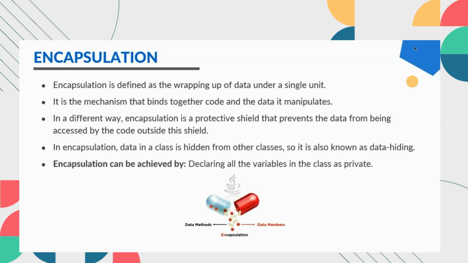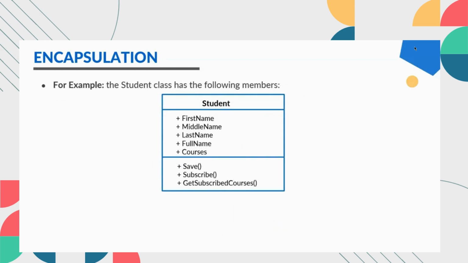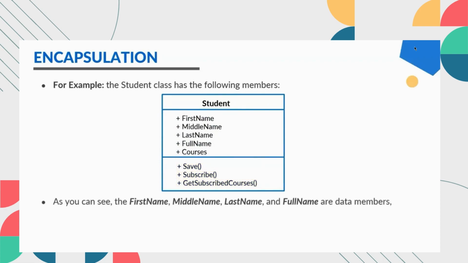In Java, encapsulation helps us to keep related fields and methods together, which makes our code cleaner and easier to read as well. For example, the student class has the following members: first name, middle name, last name, full name, courses, and methods like save, subscribe, and get subscribed courses. You can see here first name, middle name, last name, and full name are data members. Courses is also a data member. Save, subscribe, and get subscribed courses are methods. If you want these data members to be used inside the methods or member functions, you can keep them private so that you can hide them from being accessed outside the class definition.